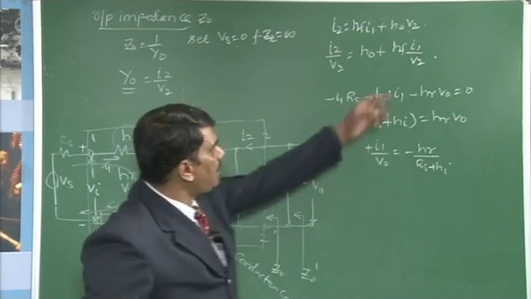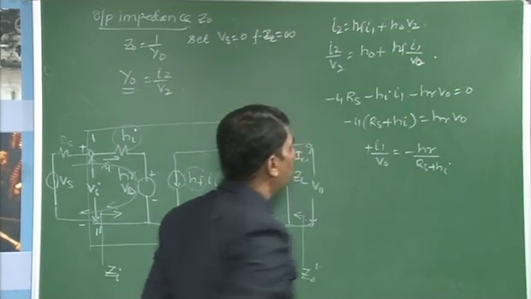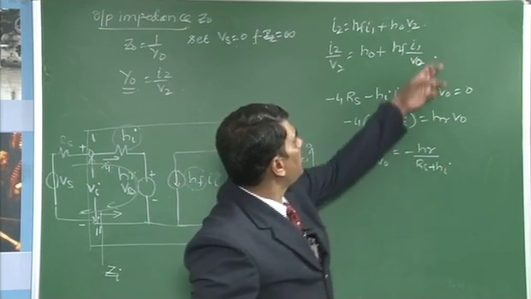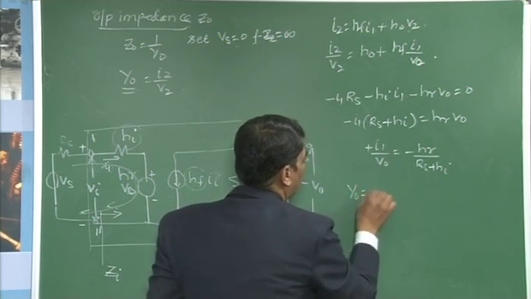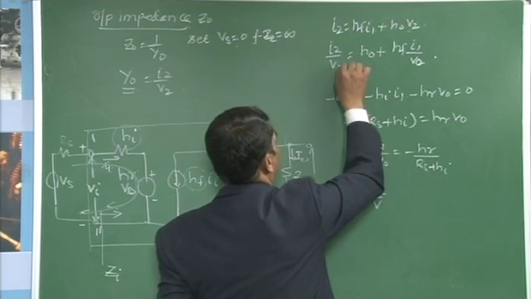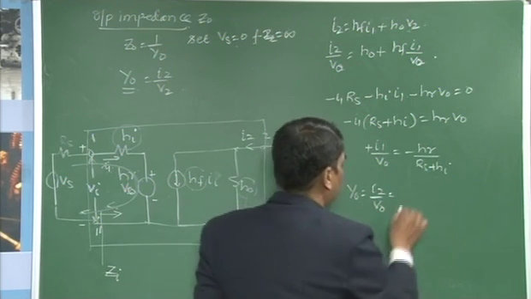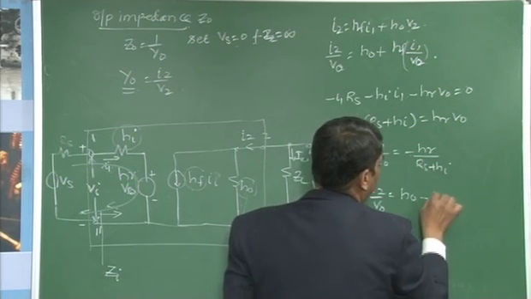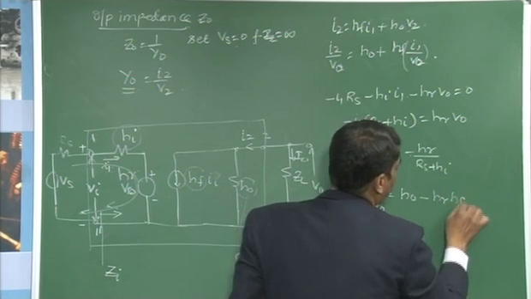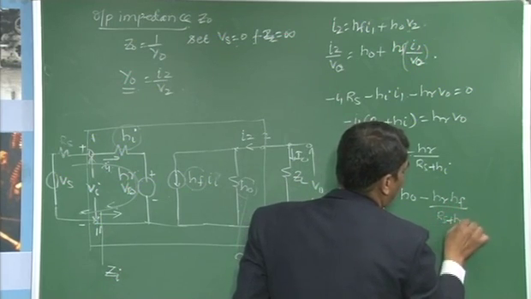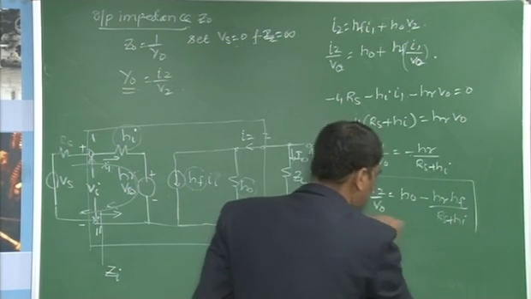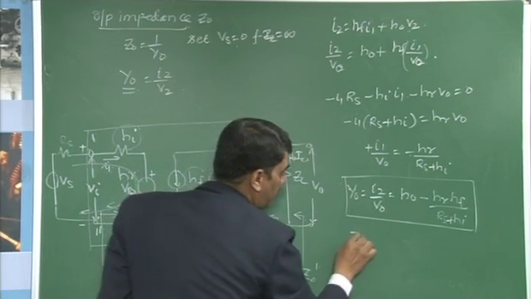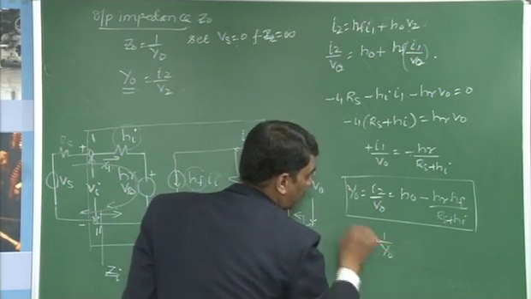Means this ratio I1 by V0, where V0 is equal to V2, is equal to minus HR divided by Rs plus HI. Substituting into the above expression, Y0 is equal to I2 by V0, which is equal to H0, minus HR HF divided by Rs plus HI. Means your Y0 is given by this, then the impedance Z0 is equal to 1 by Y0.